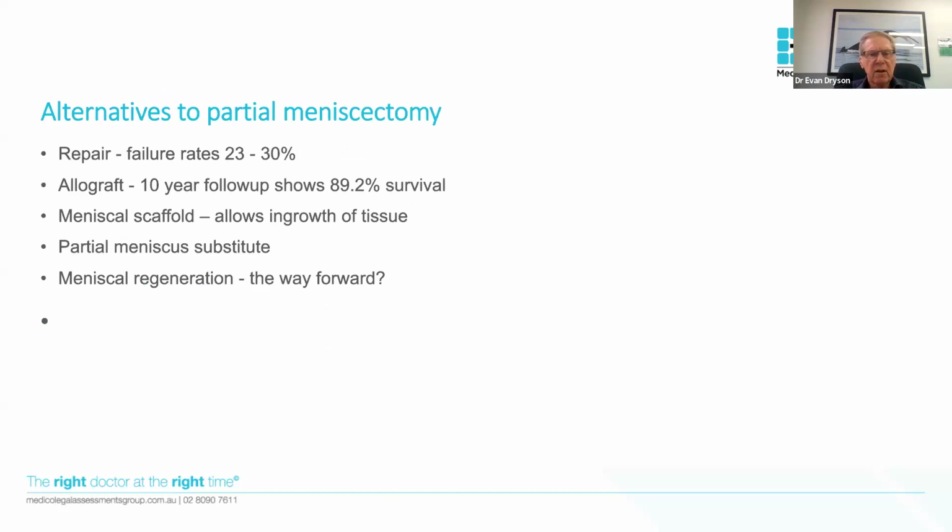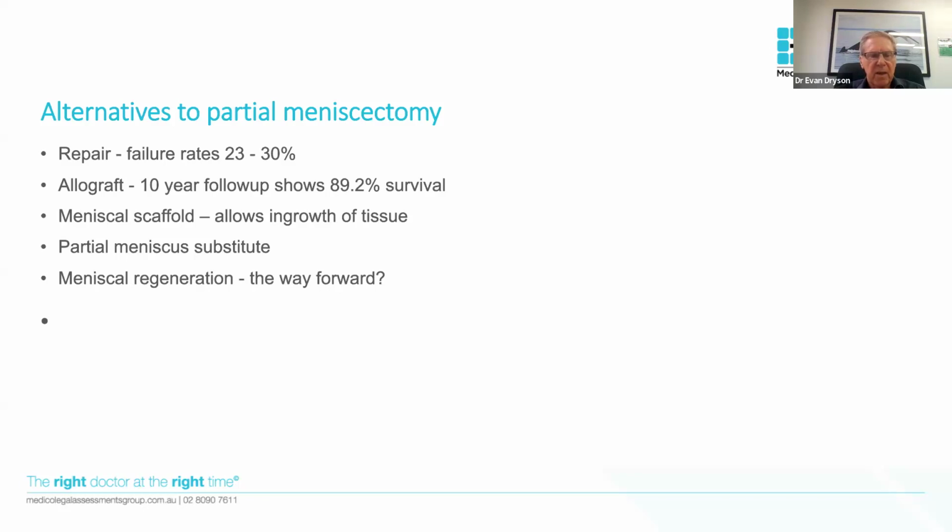So since that time, there have been attempts at looking at alternatives to partial meniscectomy surgery. One obvious one was repair of the tear, which simply means putting some stitches in the tear and bringing them together. Remember that if this is in the white zone, there is very poor blood supply anyway, so these tears tend not to heal even after repair.